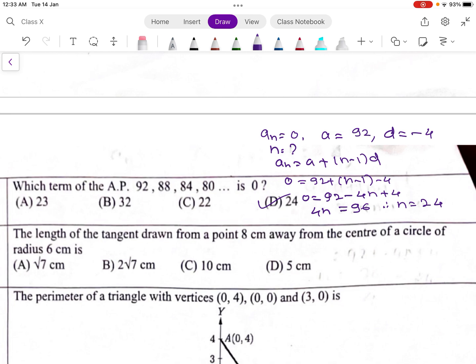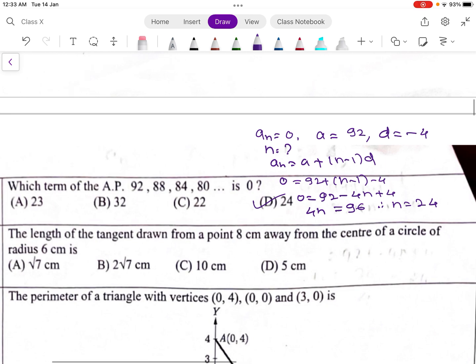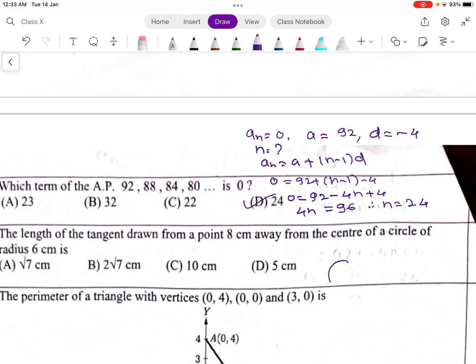So now the length of the tangent drawn from a point 8 cm away from the center of a circle of radius 6 cm is? Suppose if you draw a circle and a tangent drawn from the point 8 cm away.